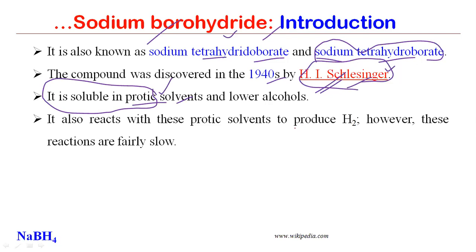All right. So the reaction with protic solvent is also possible with sodium borohydride. With lithium aluminum hydride, the rate of reaction was very fast and a huge amount of hydrogen was eliminated. But here the evolution of hydrogen is very slow. So that's why we can use protic solvent. There is no harm. All right.